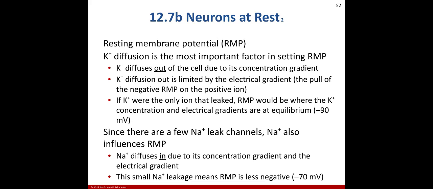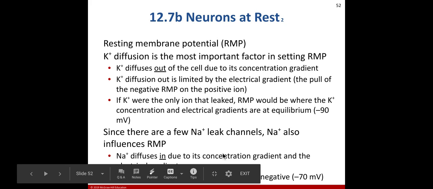If potassium diffuses out of the cell due to its concentration gradient, diffusion out is limited by the electrical gradient, the pull of the negative resting membrane potential, right? So we have this negative charge. Potassium wants to go out, but it can't. It's being held in place. If potassium were the only ion that leaked, then the resting membrane potential would be where the potassium concentration and electrical gradients equal each other. Okay, but that's not happening.